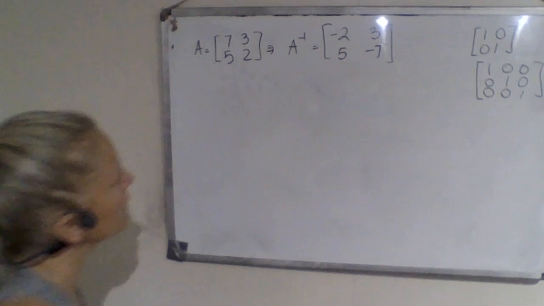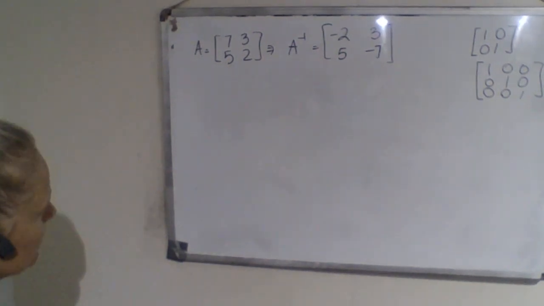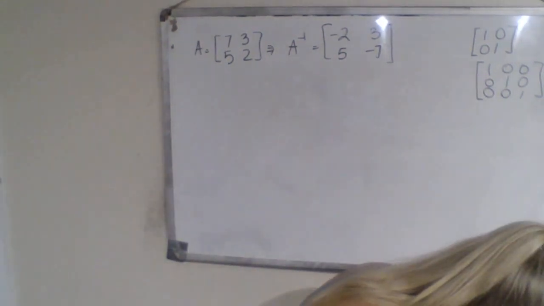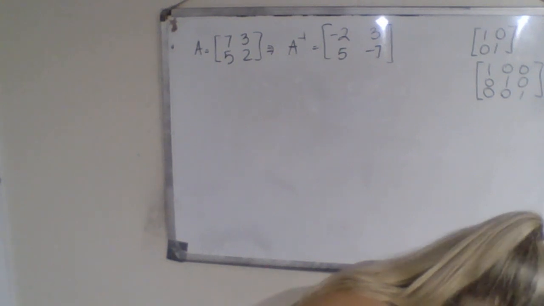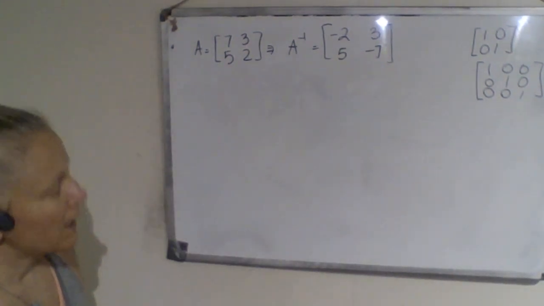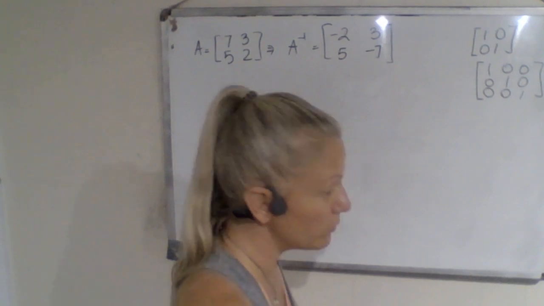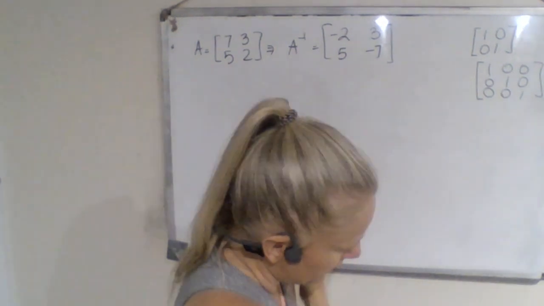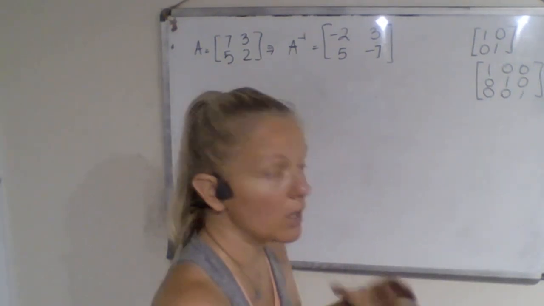This is the inverse matrix. If you remember, negative 2, 3, 5, and negative 7, right? Now, the problem that we had, and we're going to do one more now just to make sure you get them right, is whenever we do an equation of matrices.